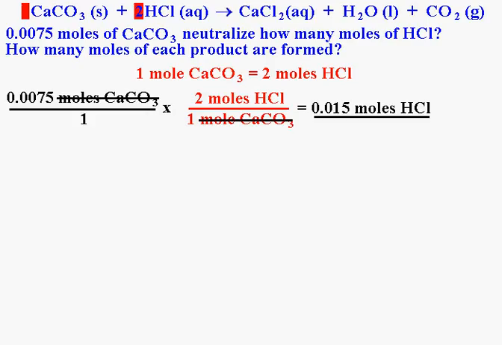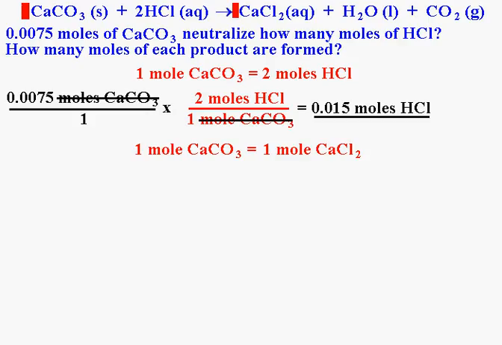But we can actually learn a lot more from this chemical equation, because one substance in a chemical equation can be related to every other substance in a chemical equation. So, given the amount of CaCO3, I can actually predict the amount of each product produced as well. So let's start with CaCl2. There's no number in front of CaCl2, so that means it's 1. So the conversion relationship that the chemical equation gives us between CaCO3 and CaCl2 is that 1 mole of CaCO3 equals 1 mole of CaCl2.